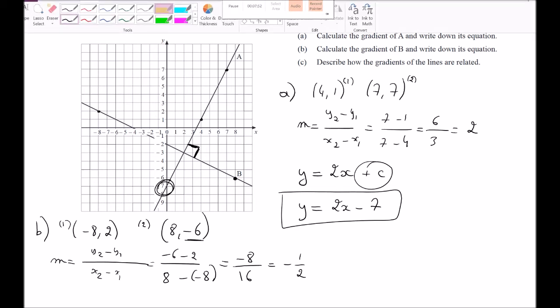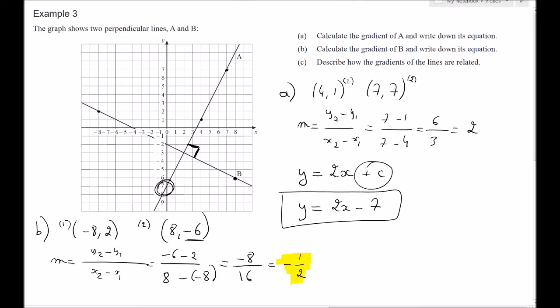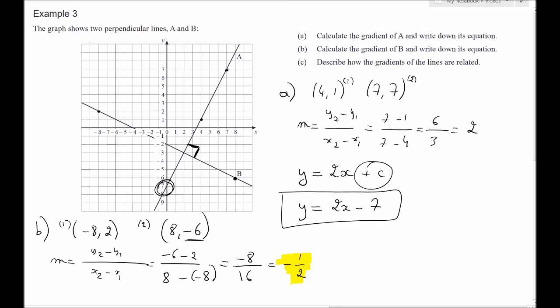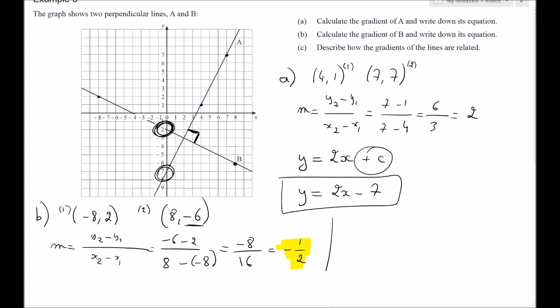Now, you have to also write down the equation. You have the gradient already. So let's have a look where my y-intercept is for B. My y-intercept is right over here. So the equation is going to be y is equal to minus 1 over 2x minus 2.